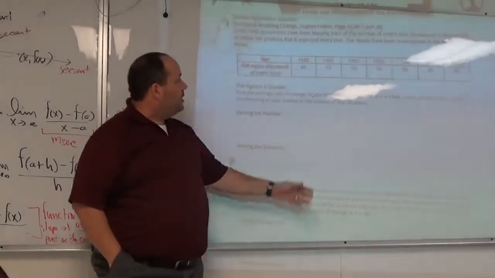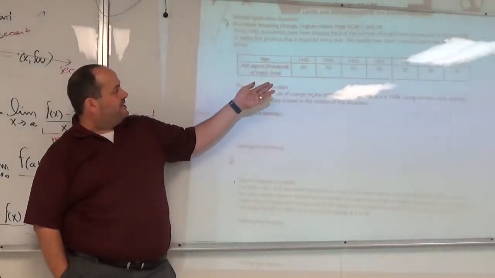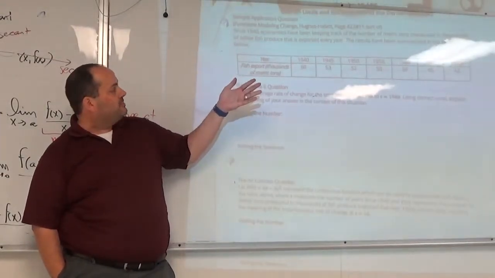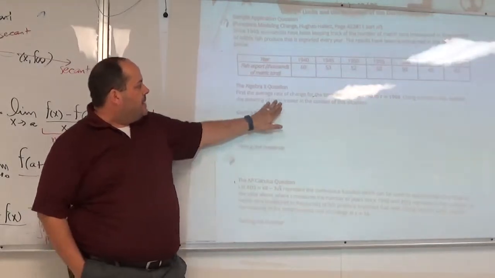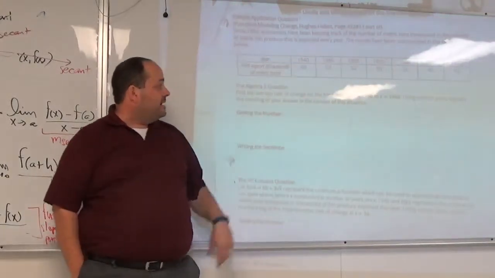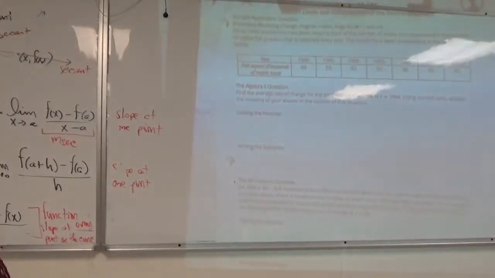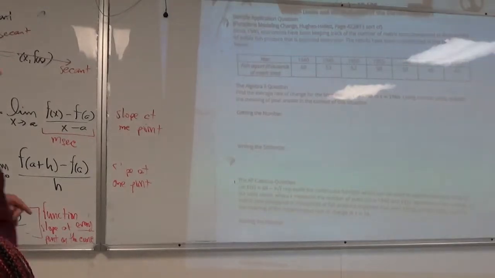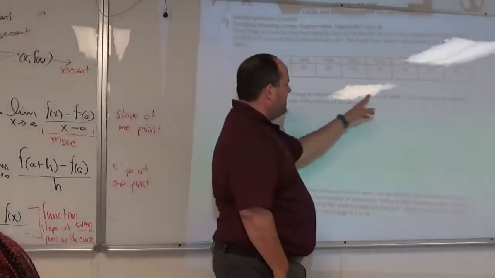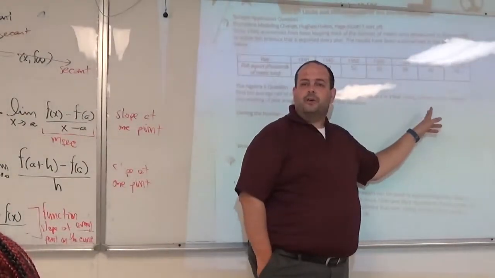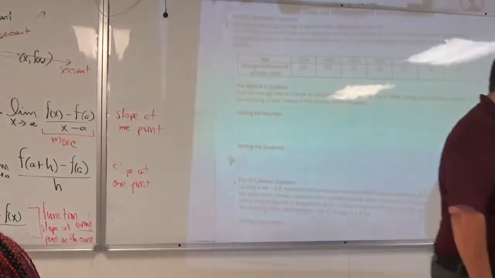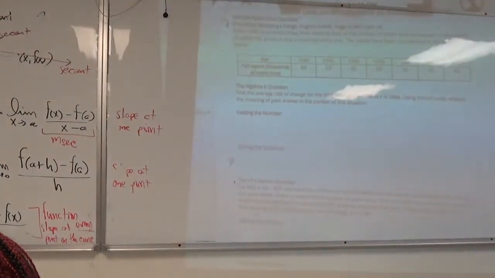Okay, so we're looking at fish export measured in thousands of metric tons every single year. Back in Algebra 2, the question might have been, find the average rate of change from 1950 to 1960. Algebra 2 question, not a calculus question. I want you to find the average rate of change on the time interval 1950-1960, then using the correct units, explain the meaning of your answer. Go for it, see what you can do.